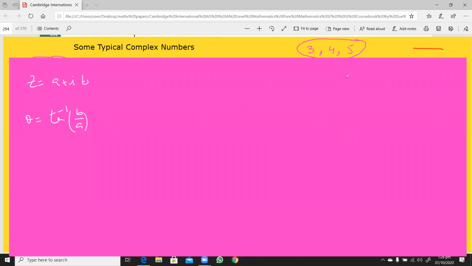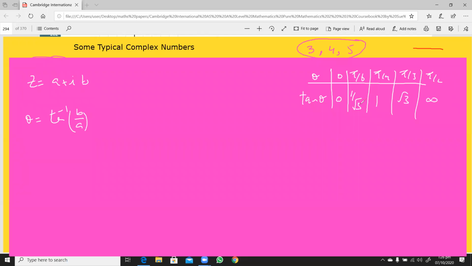Again, as I had drawn a table over here, if you remember the tan values: you have 0, and then pi by 6, pi by 4, pi by 3, and then pi by 2. You know that tan 0 is 0, tan pi by 6 is 1 over under root 3, this is 1, this is under root 3, and this is infinity. Now, suppose you have a complex number, let's say u is 5 plus 5 iota.